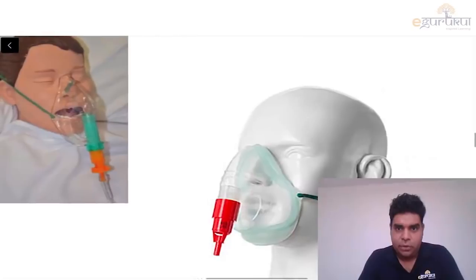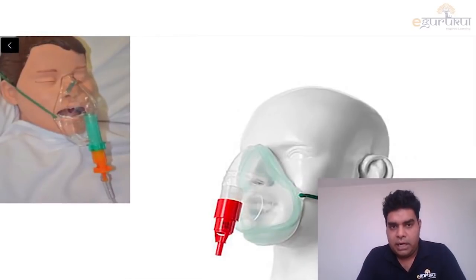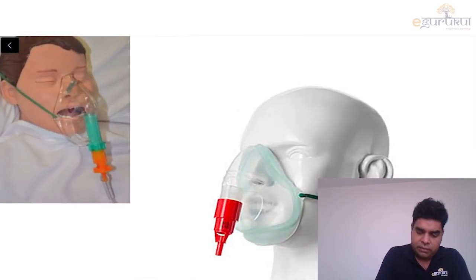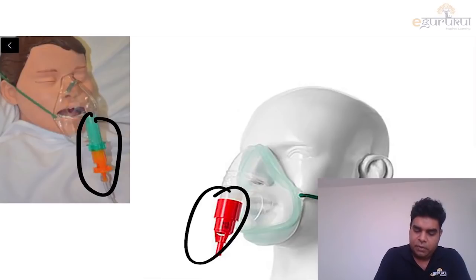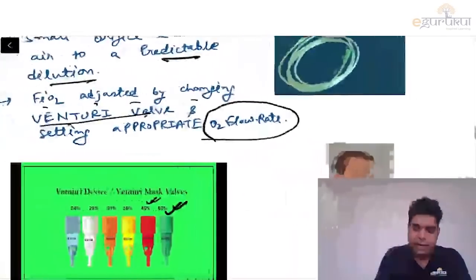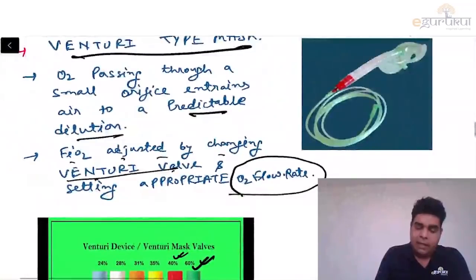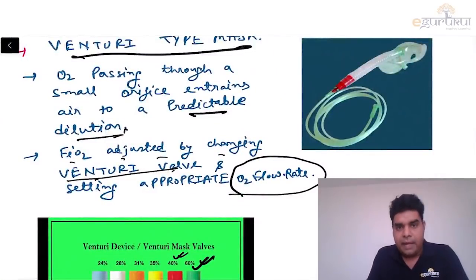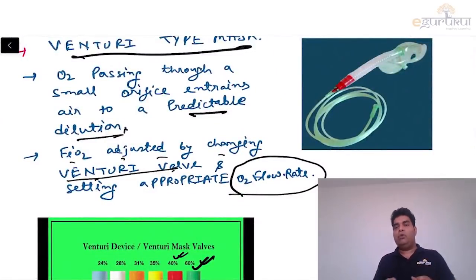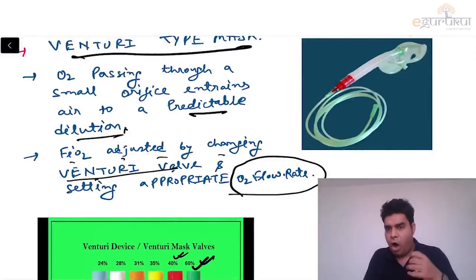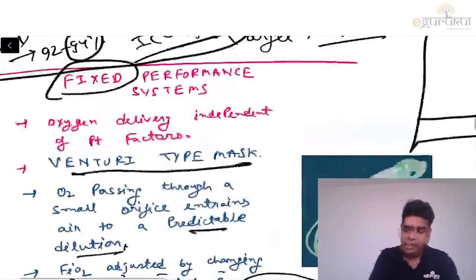Okay, you can see the Venturi mask being applied to the Hudson mask, and we have this Venturi mask which we are applying here. So what that does is it maintains a predictable dilution, because we can maintain the O2 flow rate through the instrument, and we can make sure how much FiO2 the patient is getting. So that's why it is a fixed performance system.